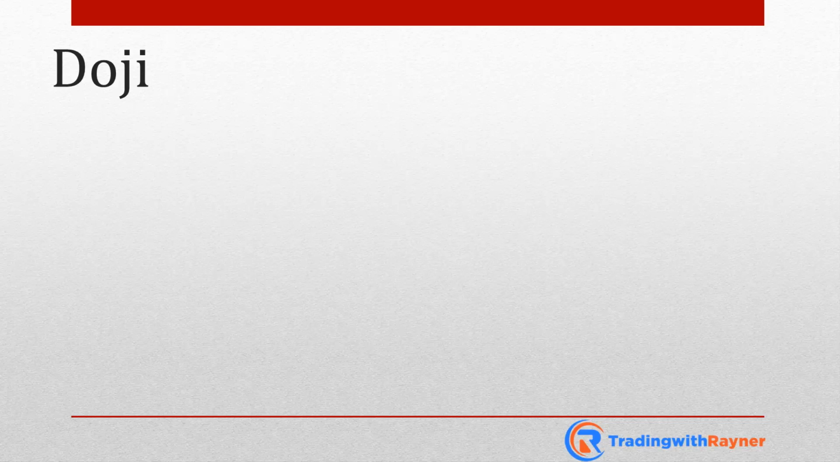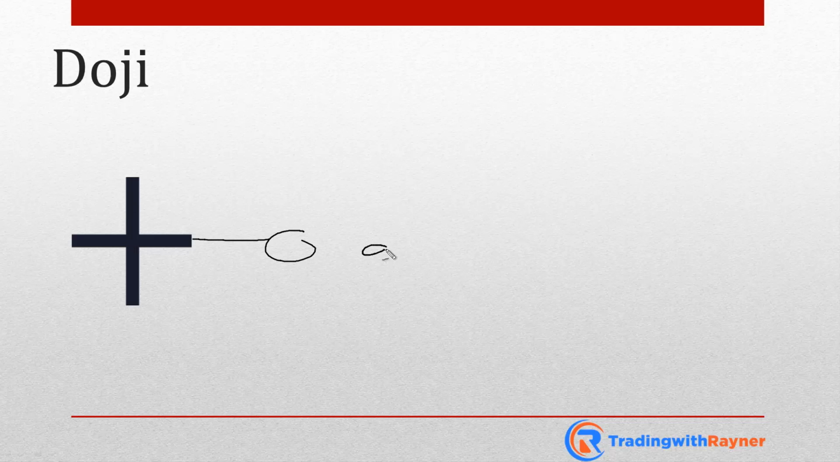Boom! So in this video, I'll be explaining to you what is a doji. So a doji looks something like this. Okay, there are different variations to it, right? But I'll explain to you what is the technical definition of a doji. A doji basically means that the open and the close are at the same price level, right?